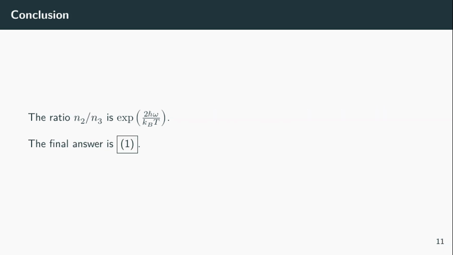In conclusion, by finding the energy levels for the half-harmonic oscillator and applying the Boltzmann distribution, we determined that the ratio N2 over N3 is exp of the fraction 2 h bar omega over kBT. So the final answer is option 1.